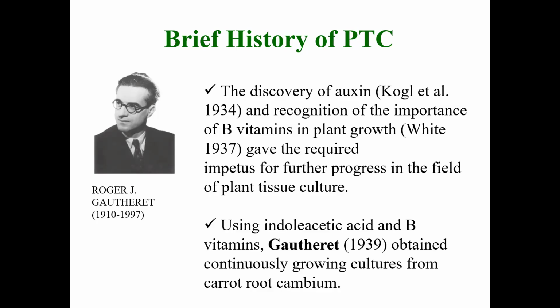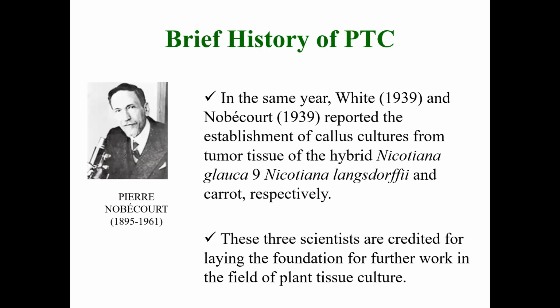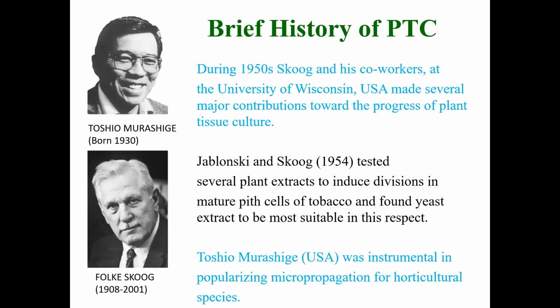Gautheret in 1939 obtained continuously growing cultures from carrot root cambium tissues. And then we can name some more. In the same year, White and Nobécourt reported the establishment of callus cultures from tumor tissues of hybrid Nicotiana glauca and Nicotiana langsdorffii and carrot, respectively. These three scientists are credited for laying the foundation for further work in the field of plant tissue culture.